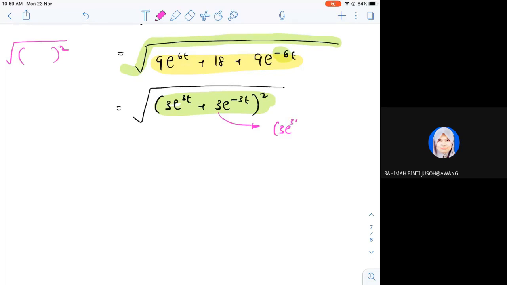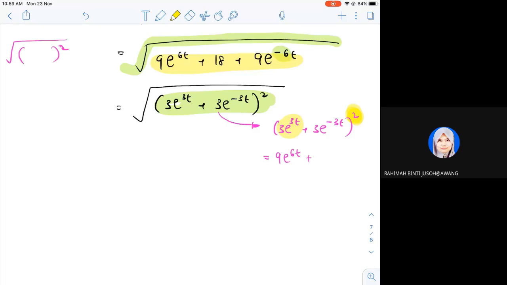Okay, 3 exponent 3t plus 3 exponent negative 3t squared equivalent to, okay, slowly. First, you have to expand the first term squared. So we will have 3 squared is 9, exponent 3t squared should be 6t, okay? Plus, okay, listen here carefully, plus 2 here ni, multiply with the first component, 3 exponent 3t, multiply with the second component here. So we will have 2 multiplied by 3 exponent 3t, multiplied by 3 exponent negative 3t, like that.